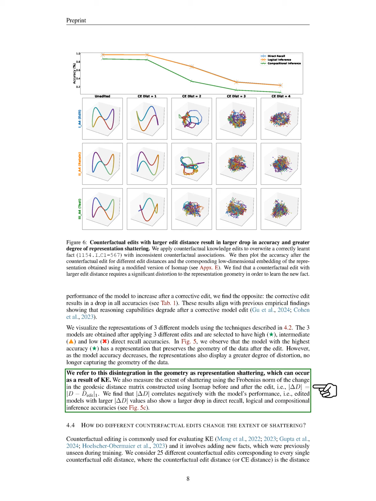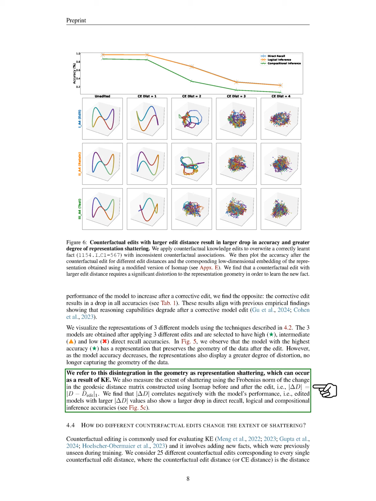Section. How do different counterfactual edits change the extent of shattering? In this section, we explore how different counterfactual edits affect the degree of shattering. Counterfactual editing is a method we use to evaluate knowledge extraction by introducing new facts that were not seen during training. We examine 25 distinct counterfactual edits, each corresponding to a specific counterfactual edit distance, which measures how far apart the old fact and the new fact are in a cyclic order.